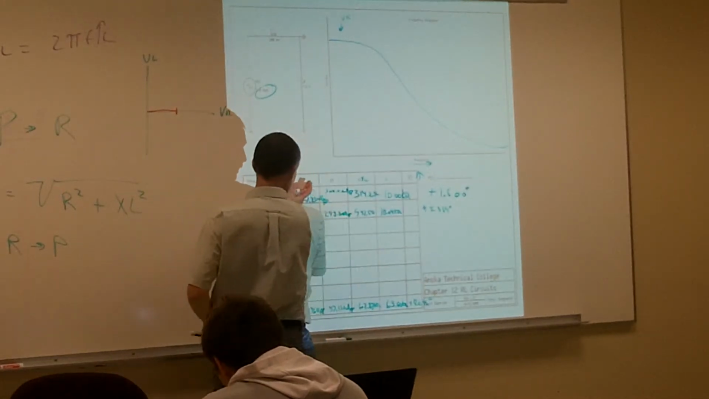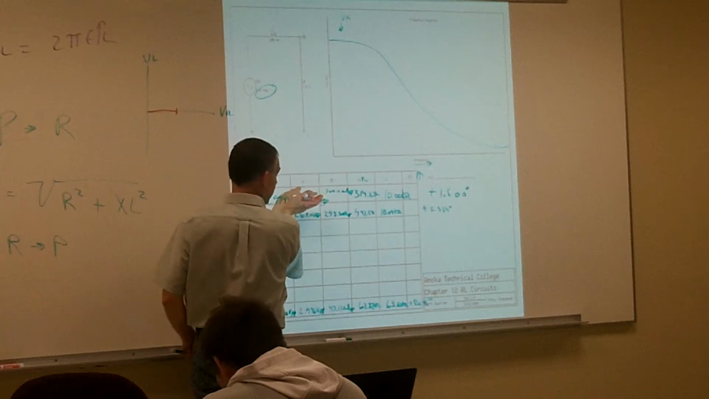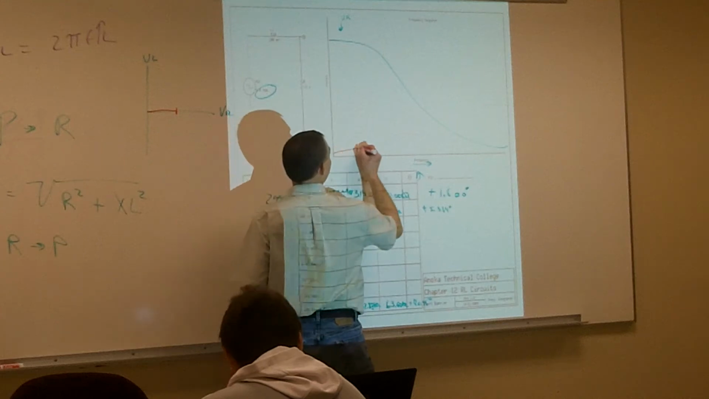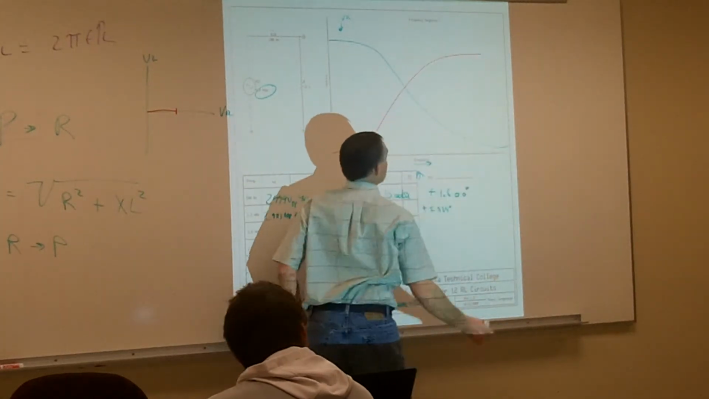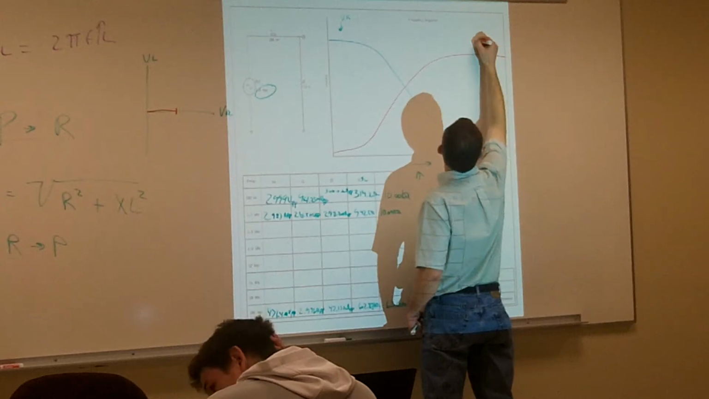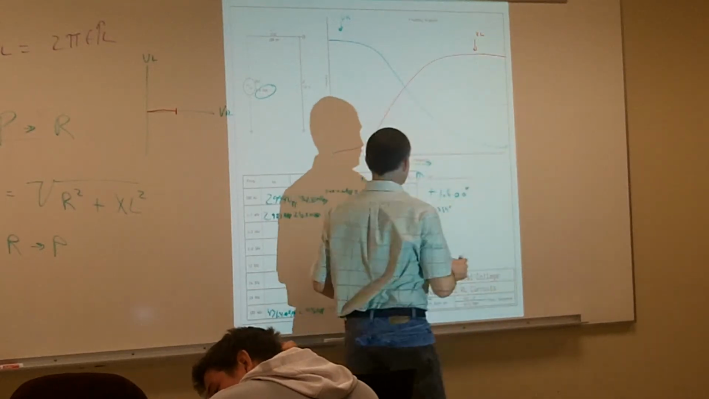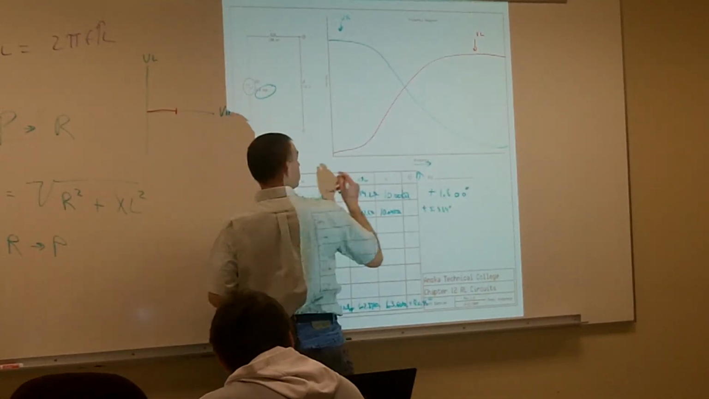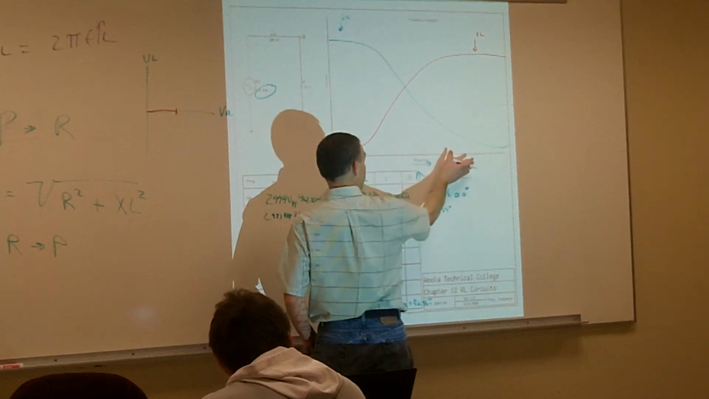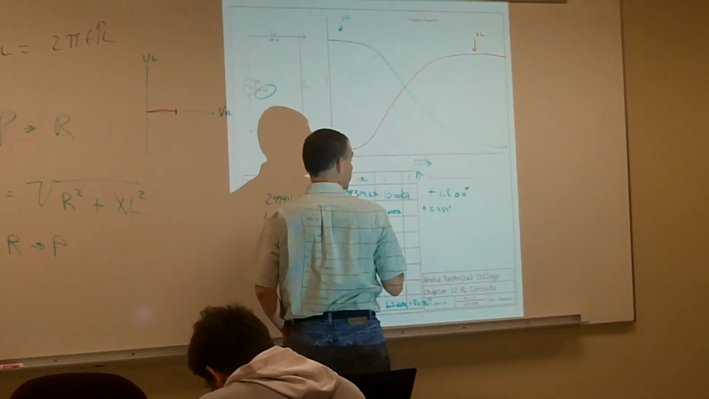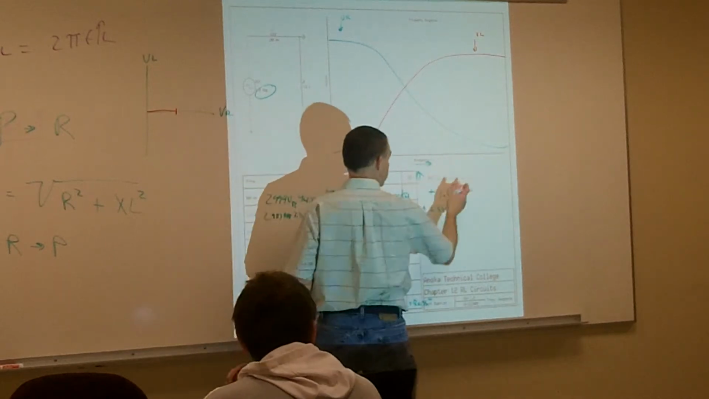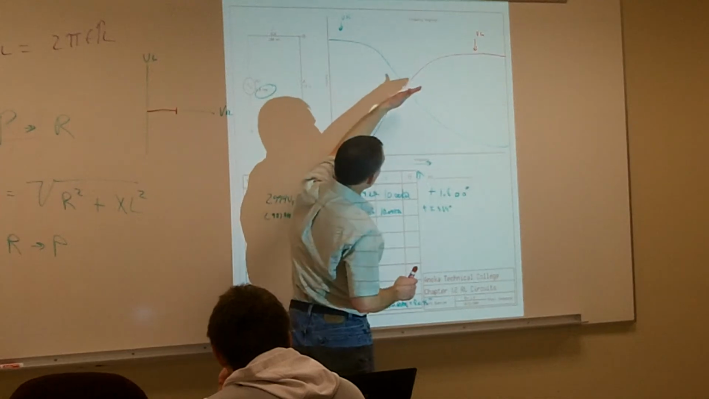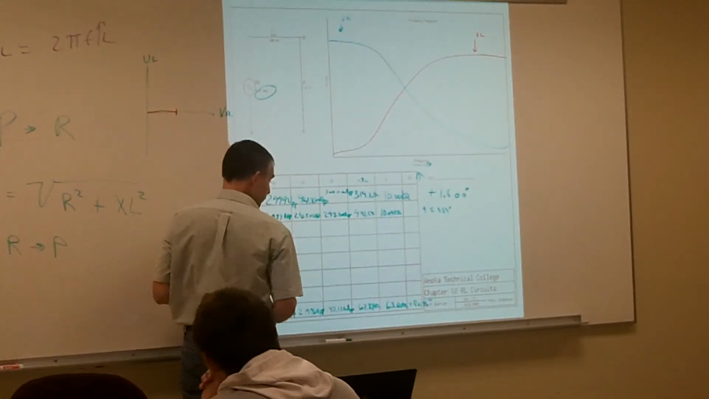As I increase my frequency, VL is doing just the opposite. That one's starting out very low, increasing, and becomes very high. So as I increase my frequency, what happens to my angle as I go to higher frequency? My angle increases. Okay? And it becomes closer to VL as we increase our frequency.